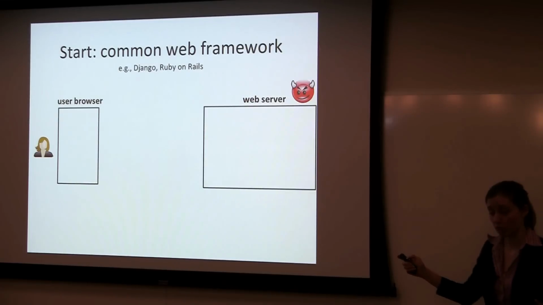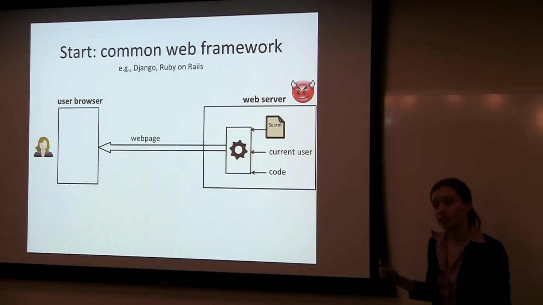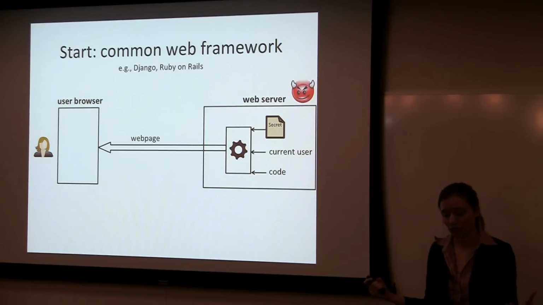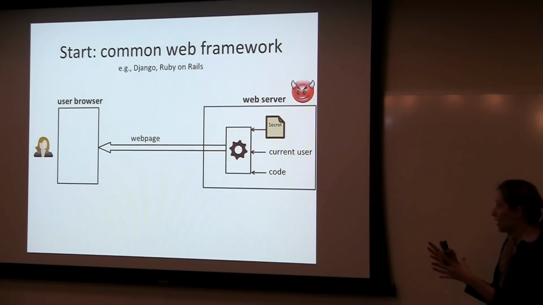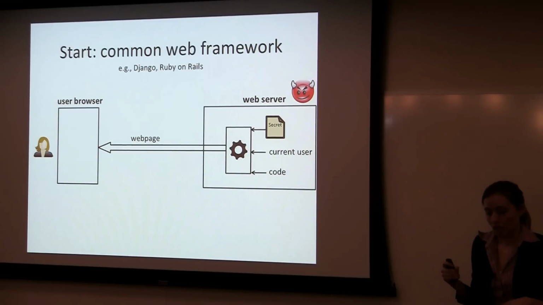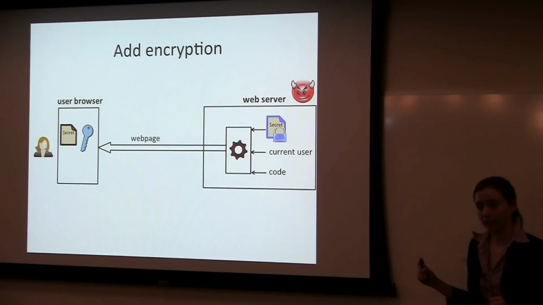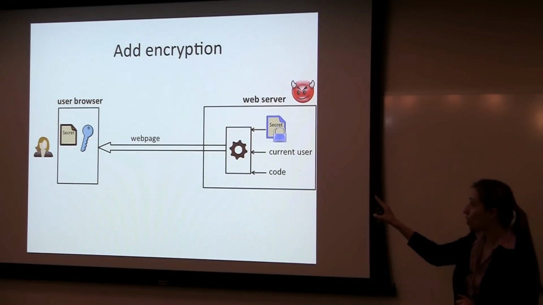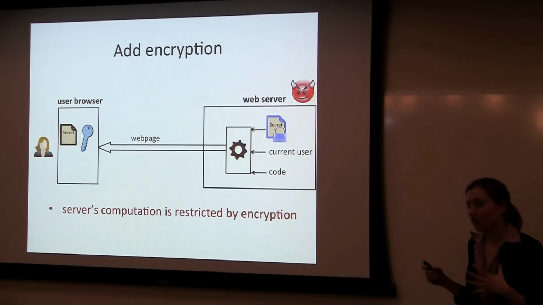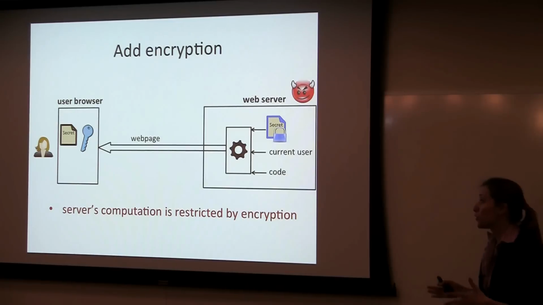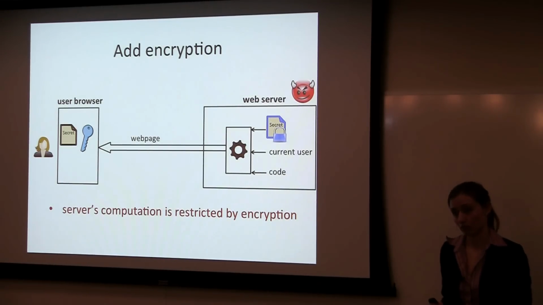In a typical web framework, the web page is generated on the server side from sensitive data, from the information about the current user, and the code. The code runs in the web server, produces a web page, and that's sent to the client and runs in the browser. OK, so there are a few issues with this. First of all, let's try to encrypt the data and see if this could work. The first problem is that now the code has to run on the encrypted data. And there are very few operations that we can do today efficiently on encrypted data. So this severely restricts the computation that we can do in the web page.